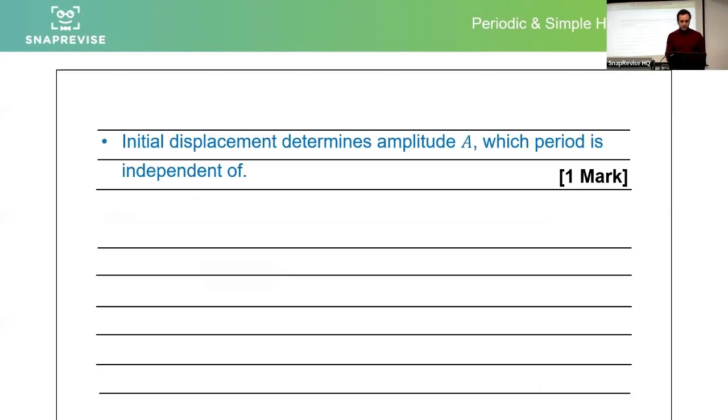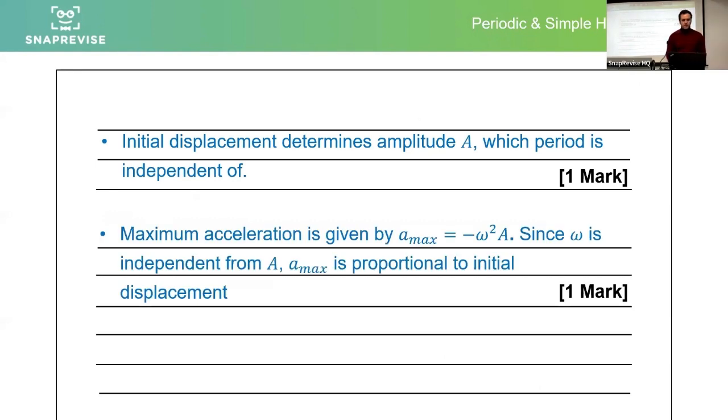Initial displacement determines amplitude A, and period is independent of this. Maximum acceleration is given by a max is minus omega squared A. Since omega is independent, a max is proportional to the initial displacement.